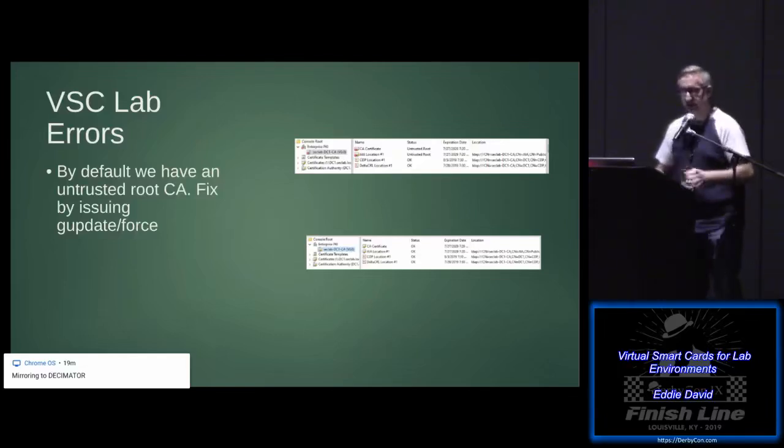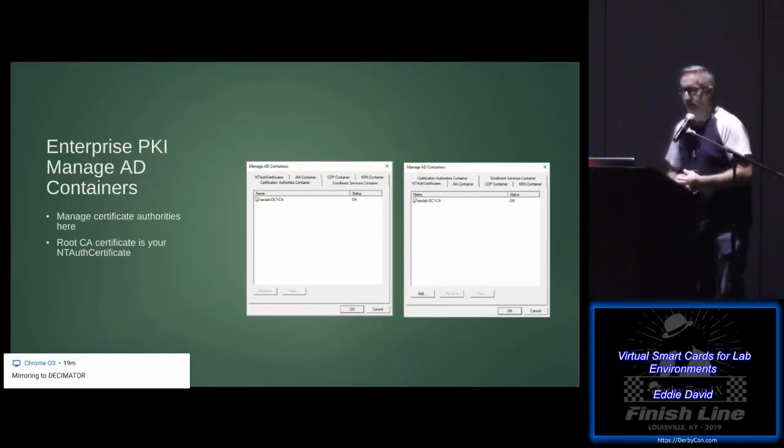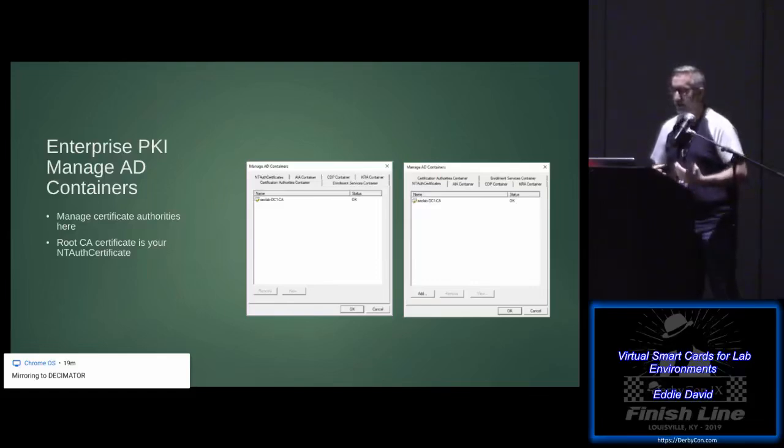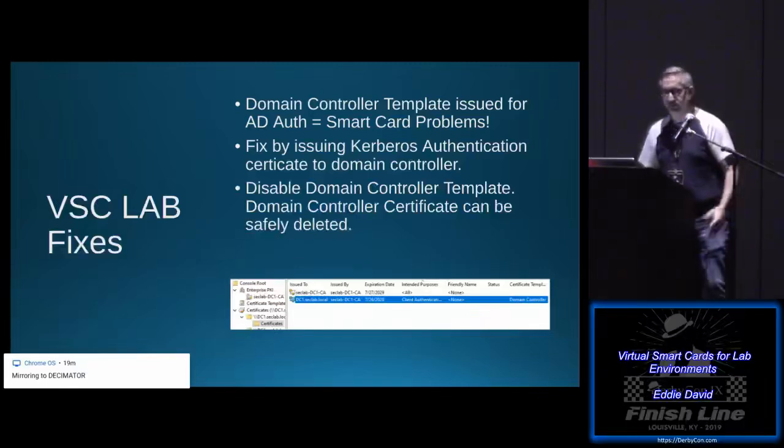So run a gpupdate /force, refresh it, it'll fix it. And the reason being is once you deploy that first online enterprise CA, if you get into the properties of your enterprise PKI manage AD containers, you're going to notice that what you just deployed is actually in the certificate authorities container, but you need to let policy take hold of all your machines so that that root CA just gets rolled out. So that's why you have to do that. Not a big deal.